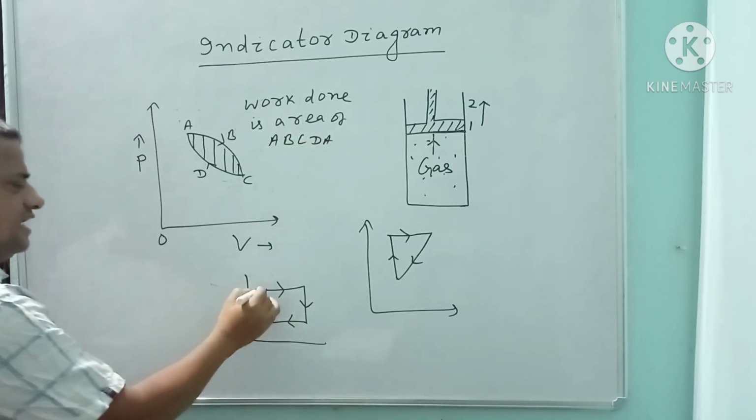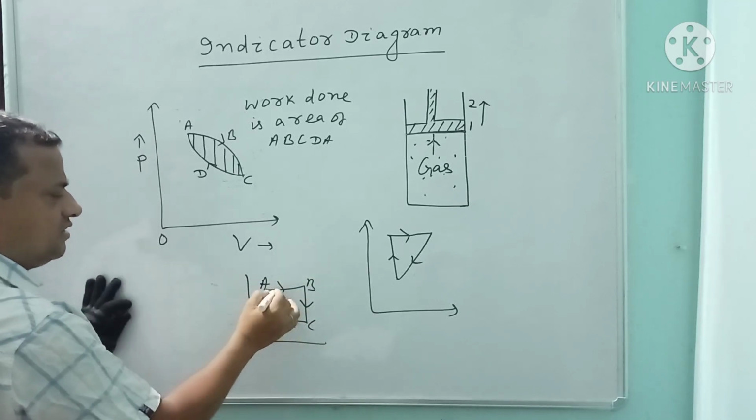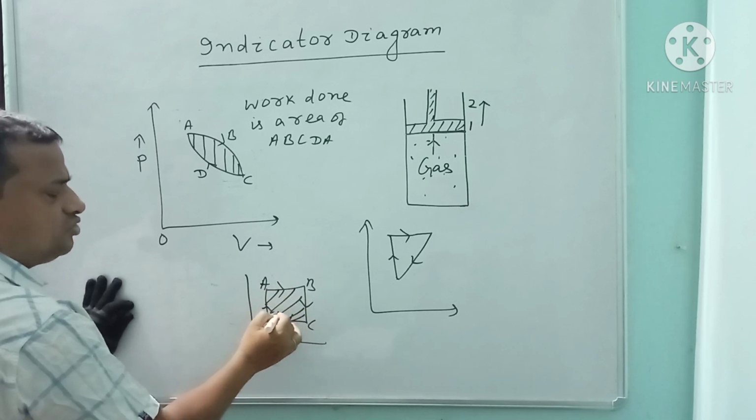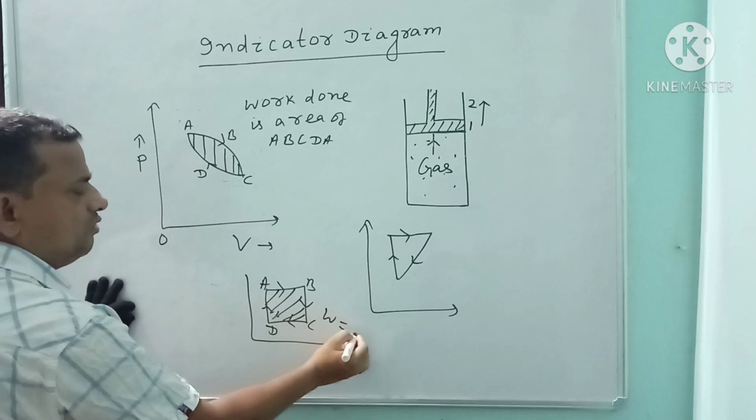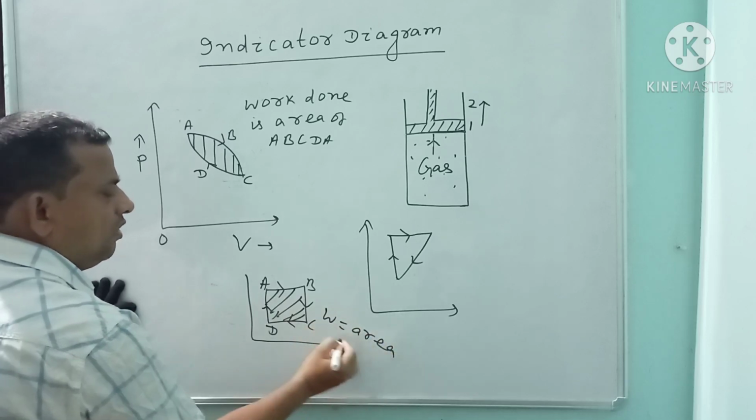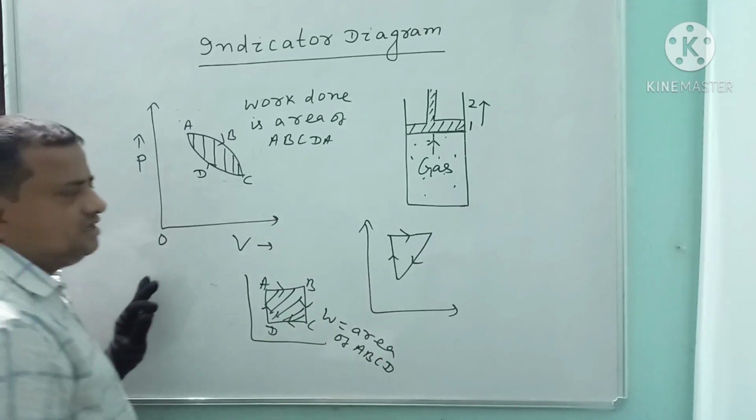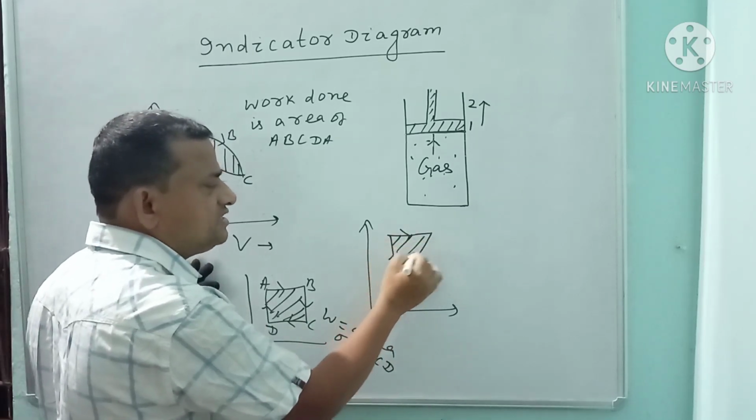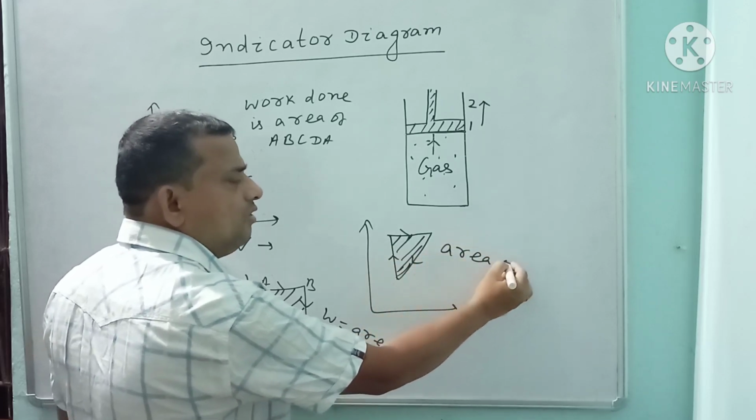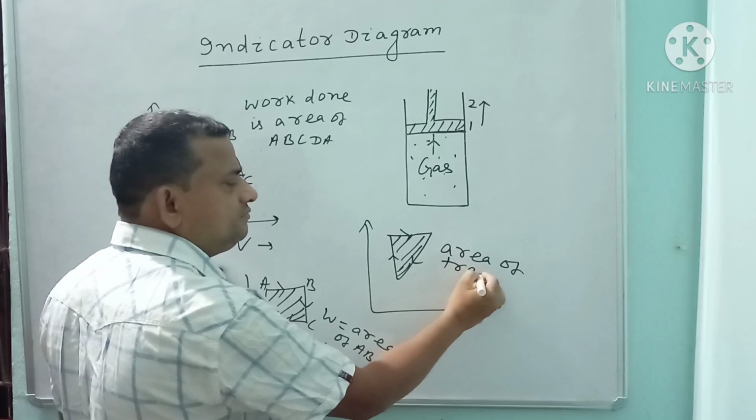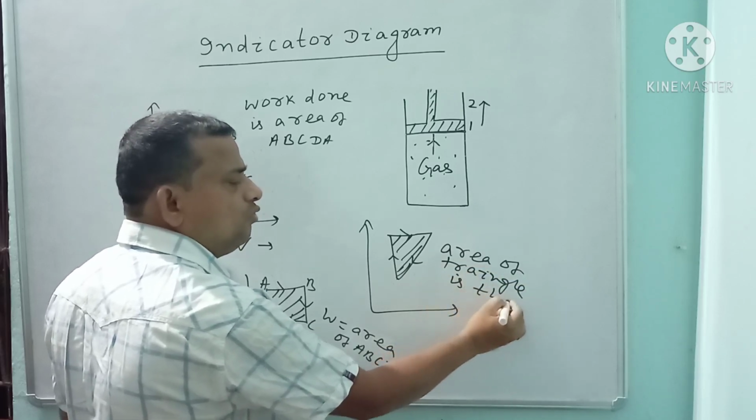In this case, suppose I am A, B, C, D. Also here, if you take the area of this square or rectangle, this gives you work done. Work is the area of the ABCD structure. Here you take the area of this triangle. I mean the area of the triangle is the work done.